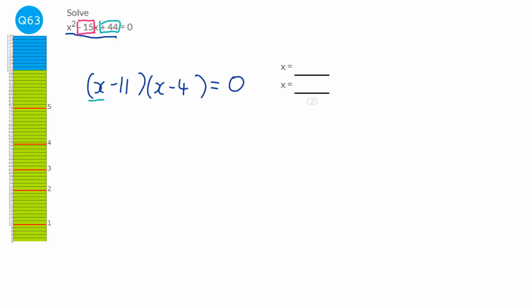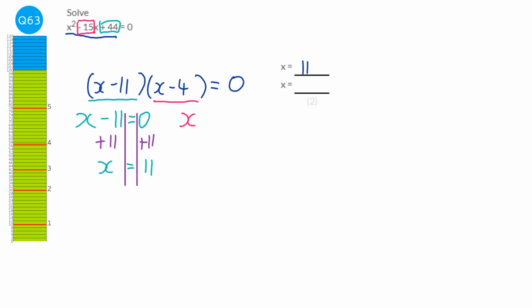And all we need to do now is get each of the brackets equal to 0 and solve it. Get our lines in. Add 11 to both sides. And we get x equals 11 as one of the solutions. And then we do exactly the same thing to the other bracket, get it equal to 0. Get our lines in, add 4 to both sides, and we've got x equals 4. So our other solution is 4.